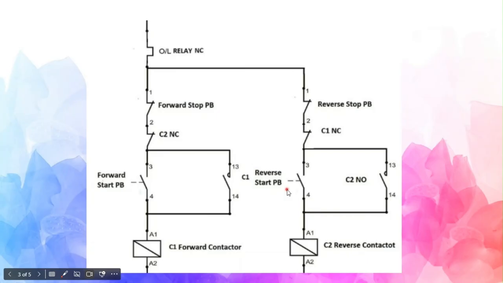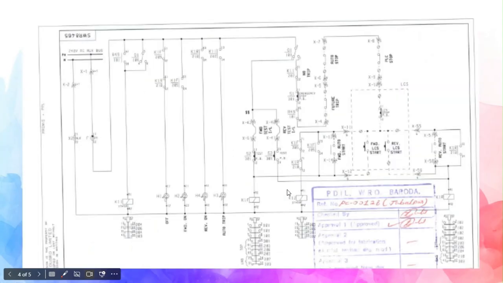Now let us understand the actual circuit, how it looks. The actual circuit looks very, very complicated because a lot of different functionalities are incorporated into it. So this is a 240 volt auxiliary bus, meaning the control supply here is 240 volt, and then there is a fuse in it.